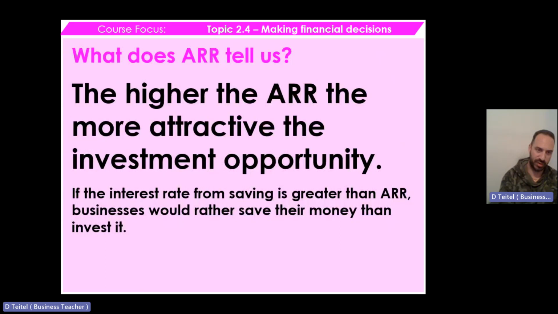The higher the ARR, the more attractive the investment opportunity. So if the interest rate from savings is greater than the ARR, businesses would rather save their money than invest it. If hypothetically you worked out the ARR for an investment was about 5%, and the economy was going really well and you could get an interest of 6% through a savings account at the bank, you're better off putting your money into that savings account because there's far less risk involved. If you have an ARR that's over 50%, that's probably quite a strong one.